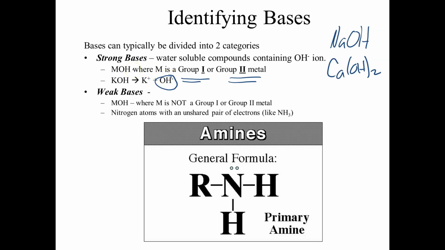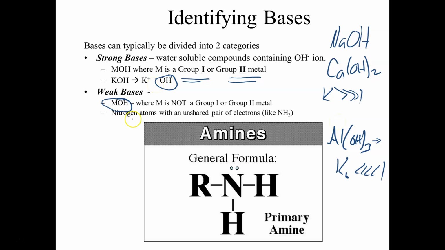Weak bases are where you have something like MOH, some metal attached to hydroxide. That's not group 1 or 2. So something like aluminum hydroxide, AlOH3. This doesn't dissociate very well, okay? So like the KB value here, or KSP, whatever, it's going to be really, really small. All right? Here, your K values are pretty big because they dissociate very easily and nicely.